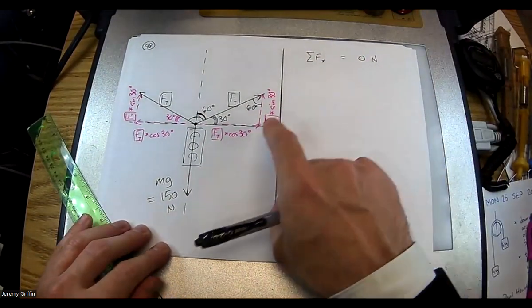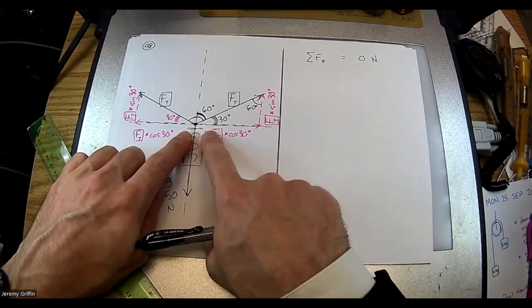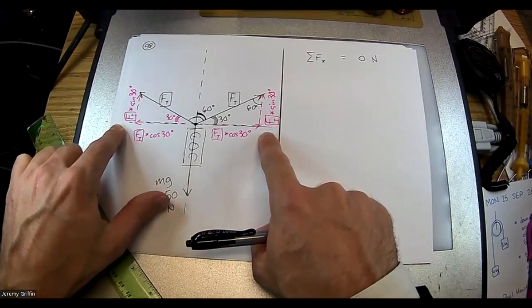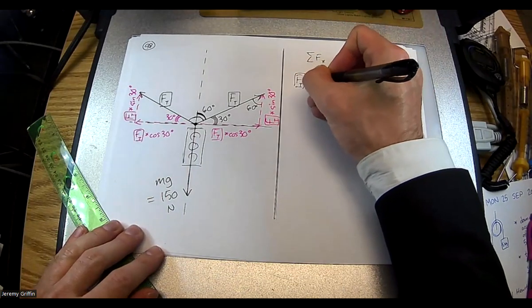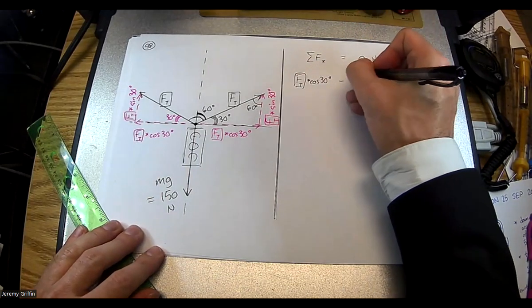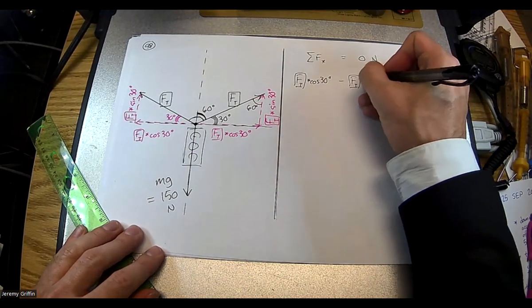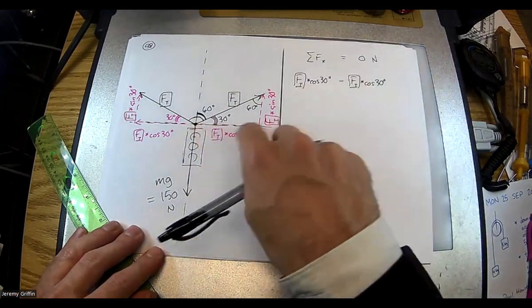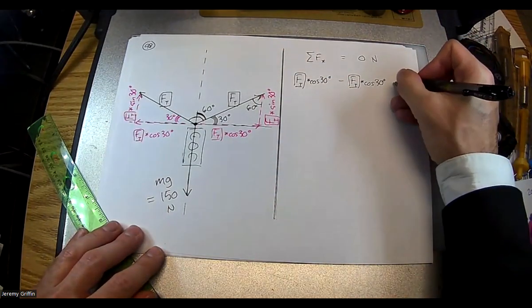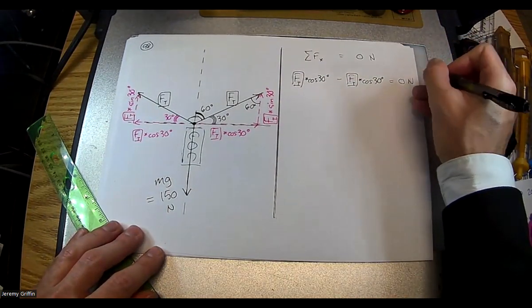That's Ft cosine 30 to the right, Ft cosine 30 to the left. So the tension force times cosine of 30 degrees to the right minus the tension force times cosine 30 degrees to the left. I'm saying minus because of right versus left. That's 0.